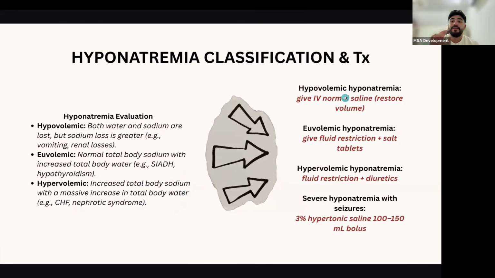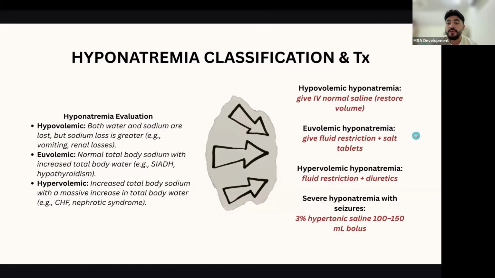So if we're having hypovolemic hyponatremia, I'm going to give this patient IV saline, okay? Because I need to restore the volume. And maybe after restoring the volume, I'm going to have, probably, restored sodium. If not, then we can give something to fix the electrolytes.